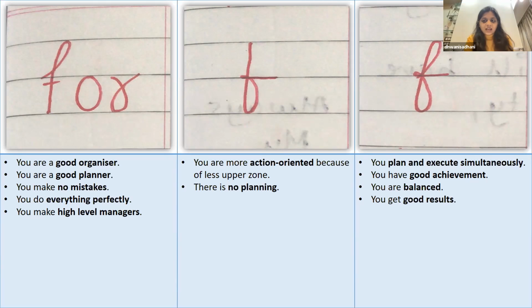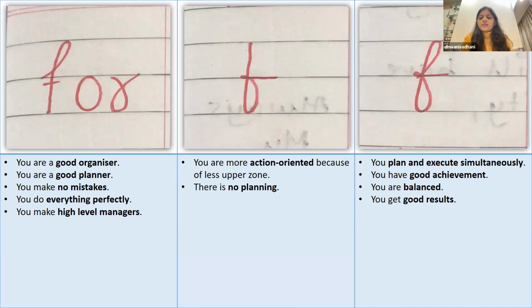What is it you all didn't understand? Planning. Are you all with me? Planning. Yes, it's planning. So the upper zone is for planning. These people are going to be very good planners, and even their middle zone is good, kind of. So they're going to be good at planning, good at organizing. These people will probably make no mistakes. They will do things perfectly because their planning is really good.